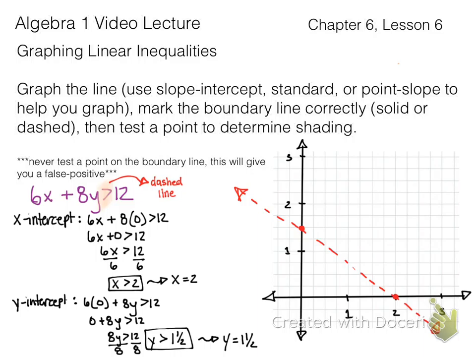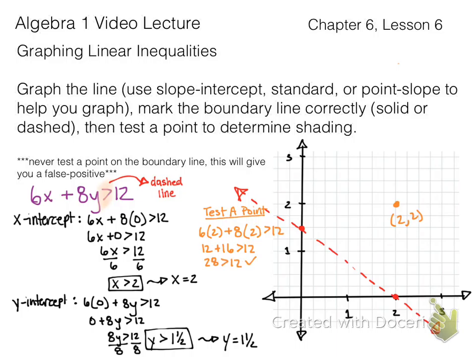And now I need to pick a point to test. Now last time I picked 0, 0, and I could pick 0, 0 again. I'm going to pick a different point this time. Let's go ahead and test the point 2, 2. Definitely not on my boundary line. It's not on that red line there, right? So I'm going to plug in 2 for x and 2 for y, because I'm using the point 2, 2, and I'm going to get 28 is greater than 12.